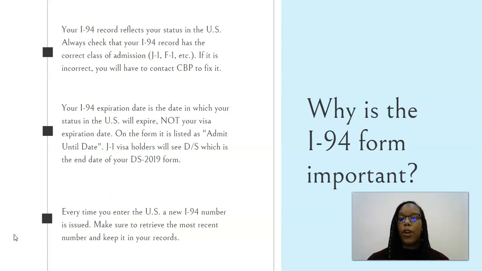Your I-94 expiration date is the date on which your status in the US will expire. Not your visa expiration date. I know that many people think when your visa expires, that's it, you have to depart the United States. That's not true. It's actually your I-94 record. On the I-94 form, it is listed as your admit until date. J1 visa holders will see D/S, and that would be the end date on your DS 2019 form.